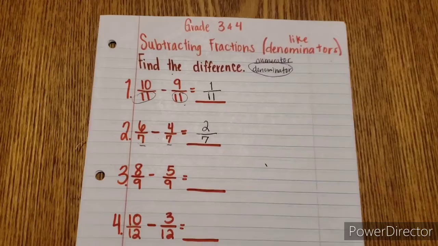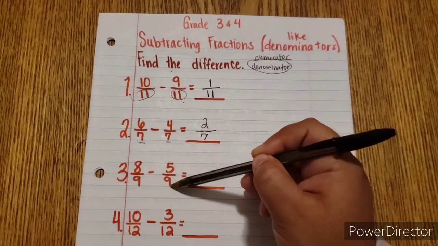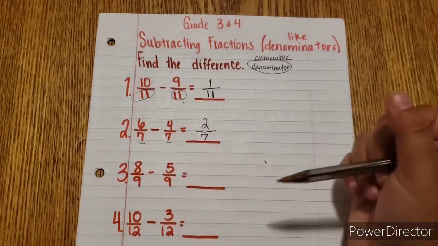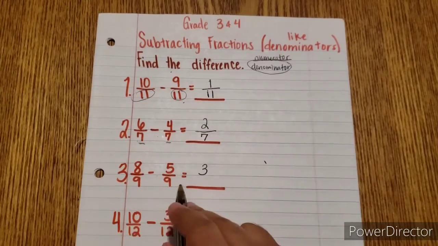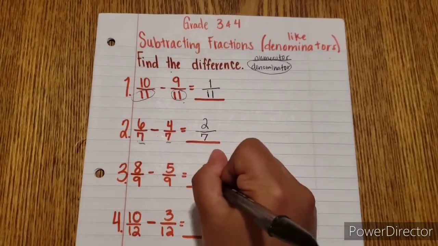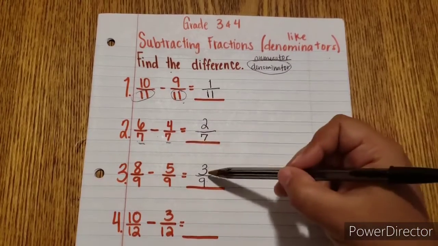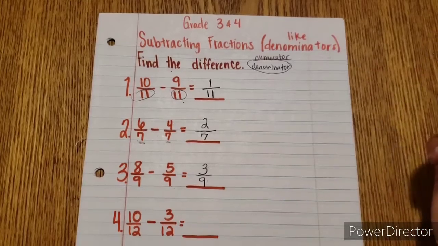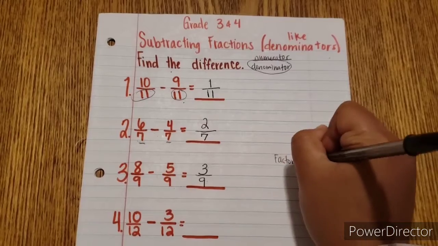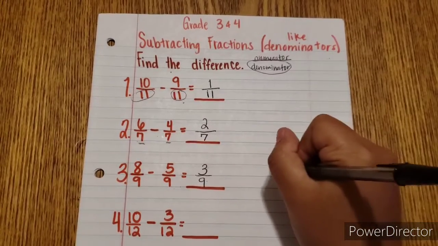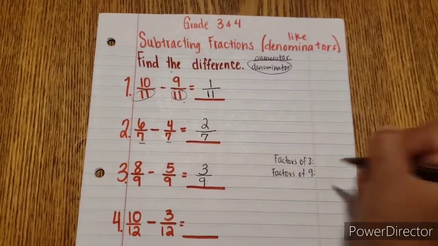Let's look at number 3. We have 8 over 9 minus 5 over 9. So let's do 8 minus 5. That is 3. And then we have the same denominator, and that is 9. If we look at these two numbers, we can recognize that they both have the same multiple. By that I mean we would have to get the factors of 3 and the factors of 9. So I can show you what I mean.